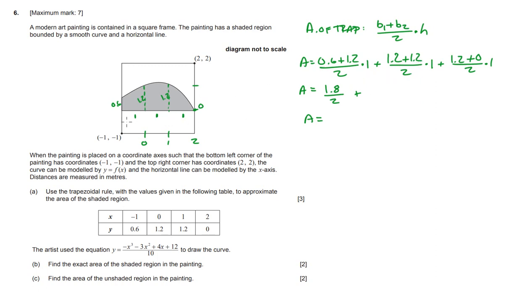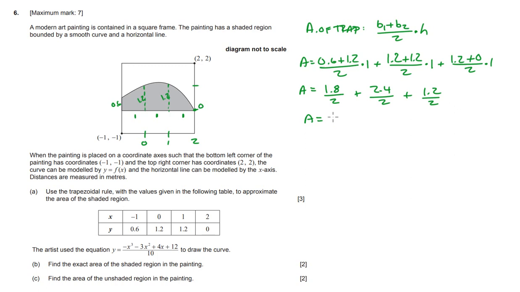So be cautious of this depending on how long this is and how many pieces they split it up into. You got to be careful of this length here. It just happens to be 1 to make our life easy. 1.2 plus 1.2 is 2.4 divided by 2 times 1 is just going to be this. So I'm just going to leave the times 1s off. And then 1.2 plus 0 is 1.2 over 2 times 1.